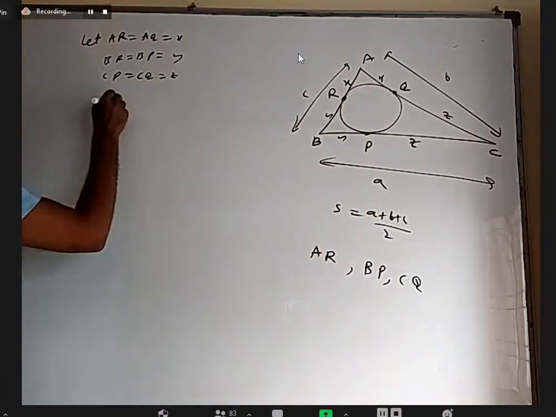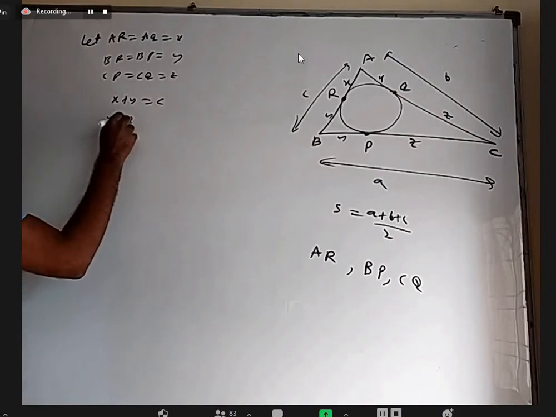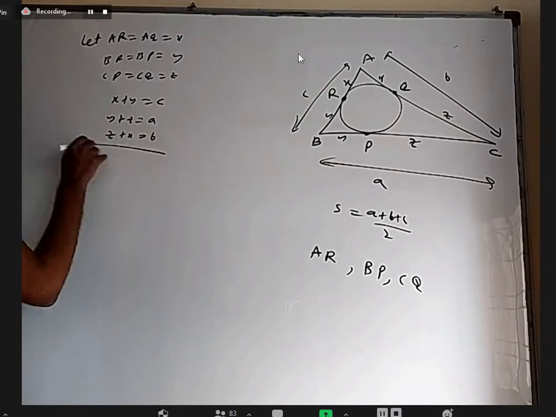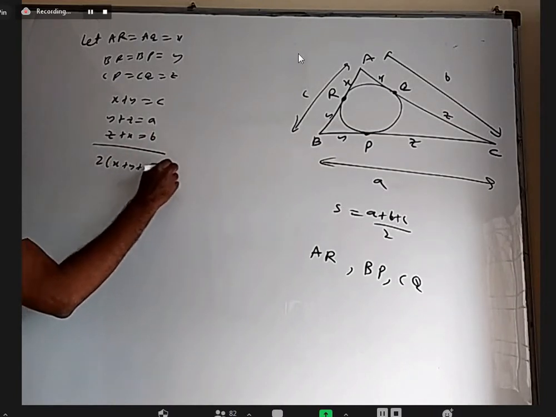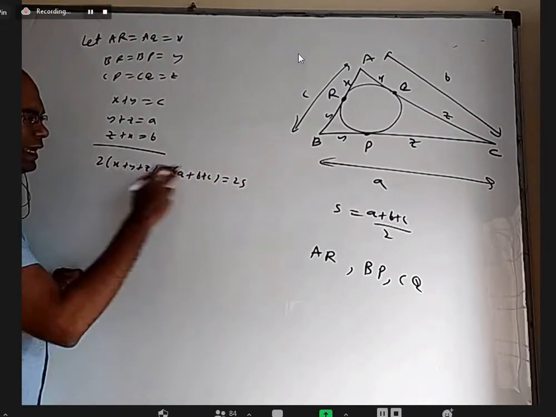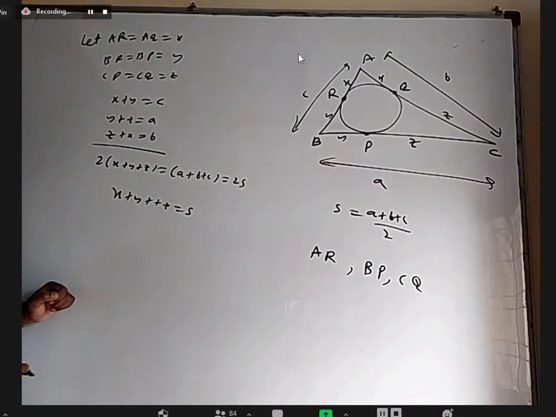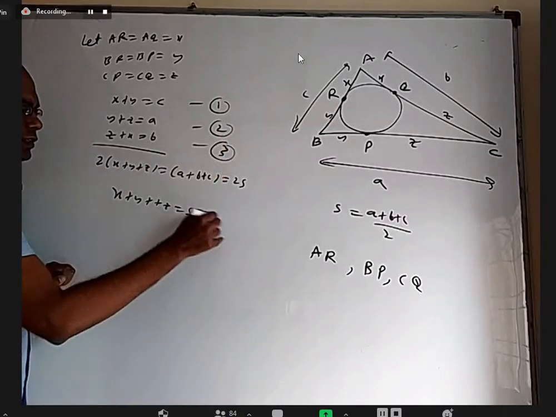What is X plus Y? C. What is Y plus Z? A. And Z plus X? B. If we add all of them, we'll get 2 times (X plus Y plus Z) is equal to A plus B plus C, which is 2S. When I cancel 2, we'll get X plus Y plus Z is equal to S. This is equation 1, equation 2, equation 3, and this is equation 4.